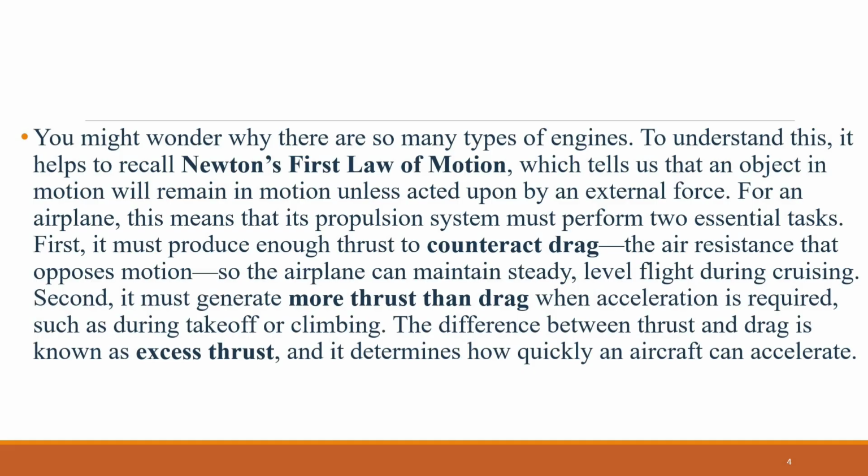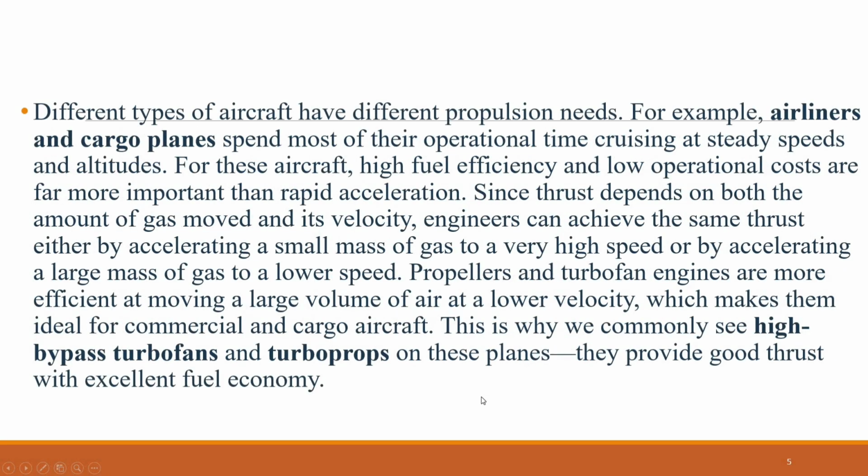Second, it must generate more thrust than drag when acceleration is required, such as during takeoff or climbing. The difference between thrust and drag is known as excess thrust, and it determines how quickly an aircraft can accelerate. Different types of aircraft have different propulsion needs. For example, airliners and cargo planes spend most of their operational time cruising at steady speeds and altitudes. For these aircraft, high fuel efficiency and low operational costs are far more important than rapid acceleration.